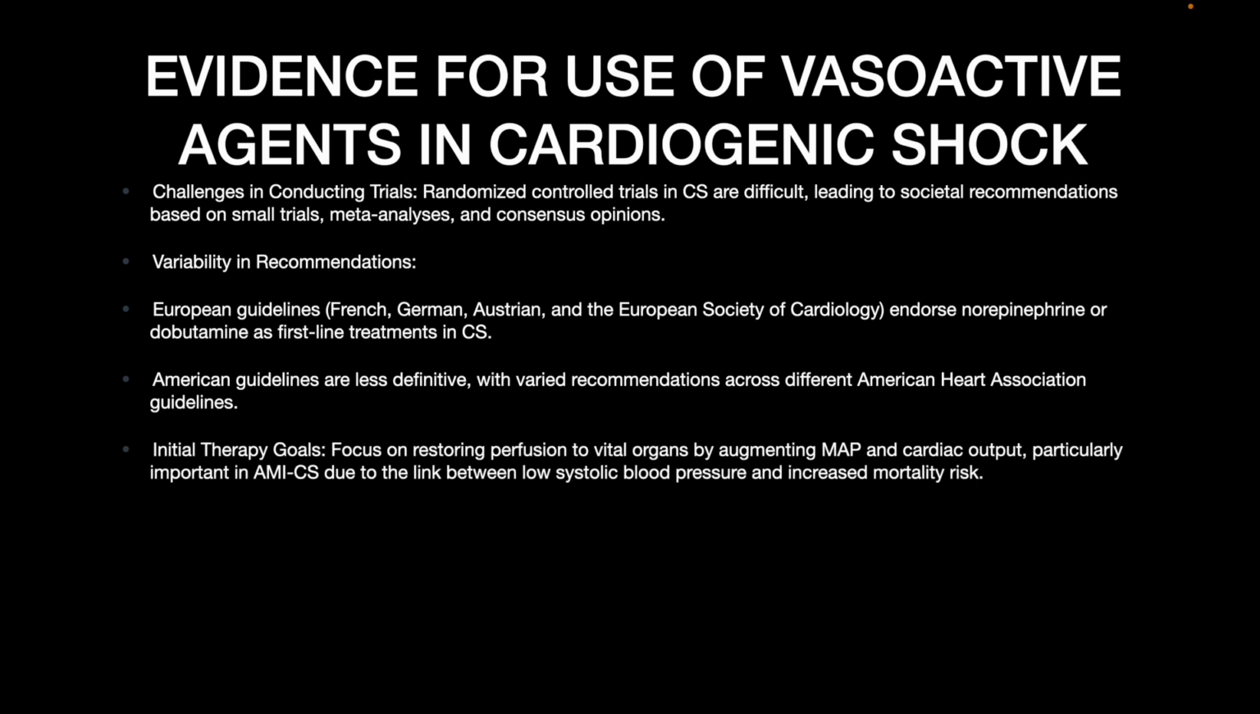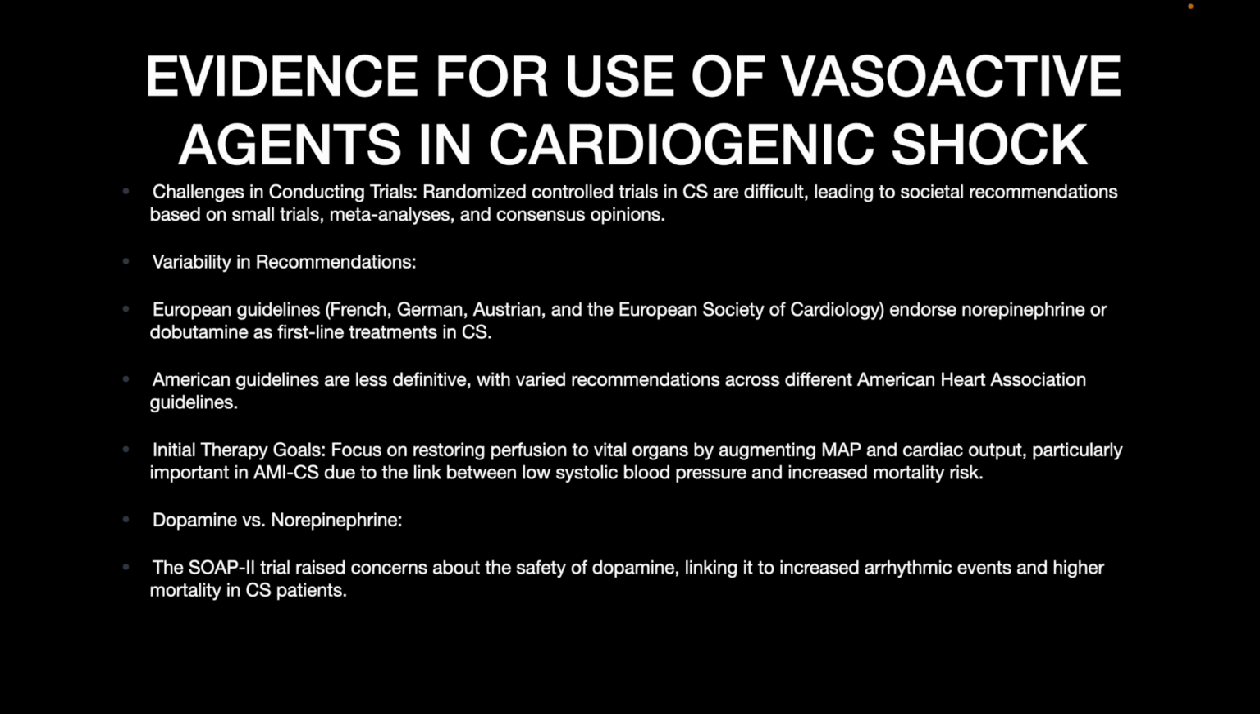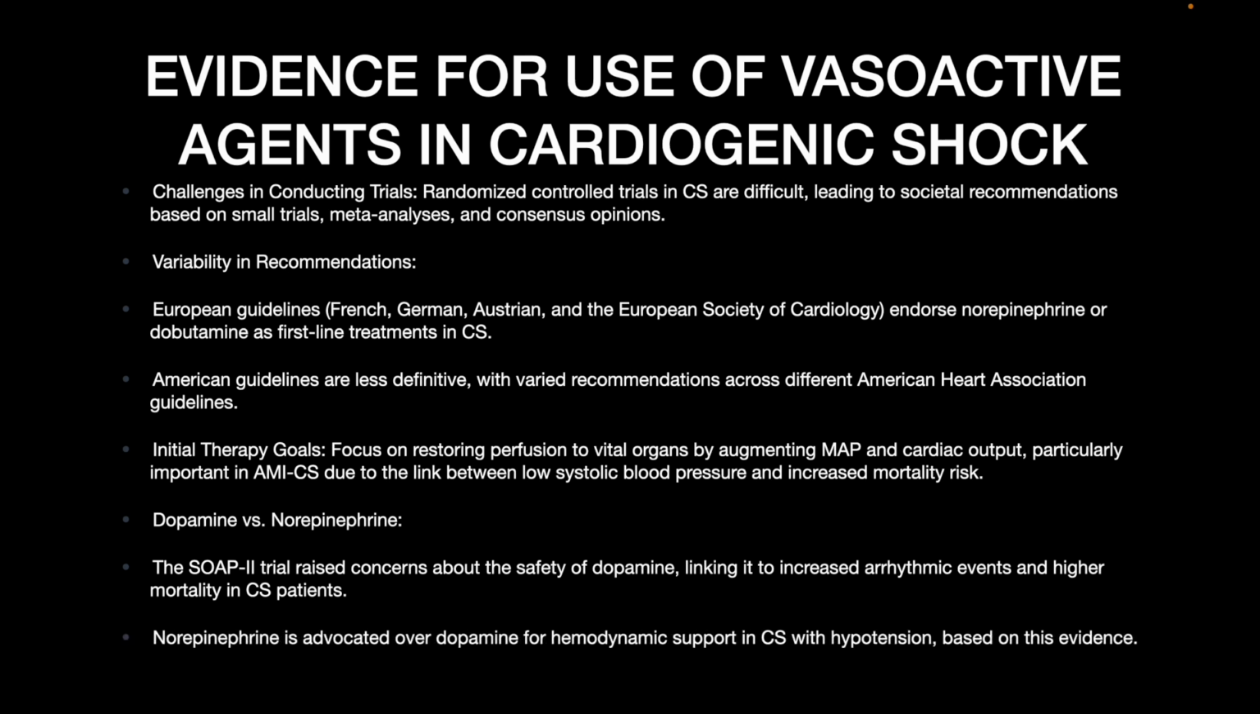Now, the initial treatment goal is focusing on the perfusion of the vital organs. For that, you need to augment the MAP and the cardiac output, particularly important in AMI cardiogenic shock due to the link between low systolic blood pressure and increased mortality risk. Now, dopamine versus norepinephrine was tested in the SOAP II trial, where dopamine had a safety concern because it caused increased arrhythmia and higher mortality rate with no improvement in effect. Norepinephrine is advocated over dopamine for hemodynamic support in cardiogenic shock with hypotension, based on this particular evidence.